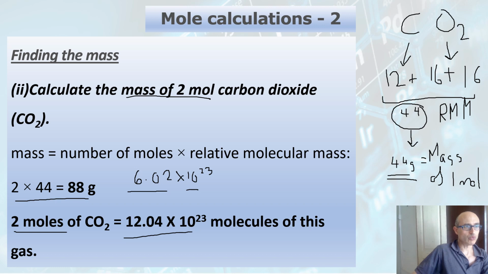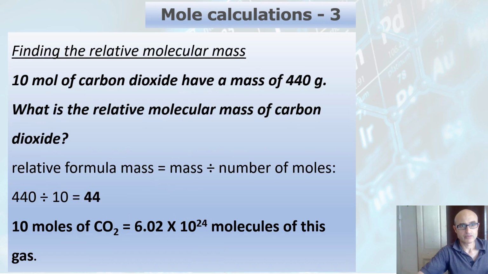So if I know that 1 mole of CO2 contains 6.02 times 10 to the 23 molecules, therefore 2 moles will contain 12.04, because it's 6.02 multiplied by 2. 12.04 times 10 to the 23 molecules of this gas. Let's now move on. Okay, just one final example to make sure that you've understood what I really wanted to convey today.